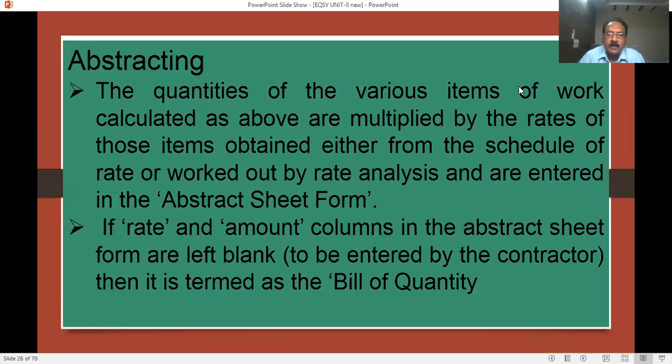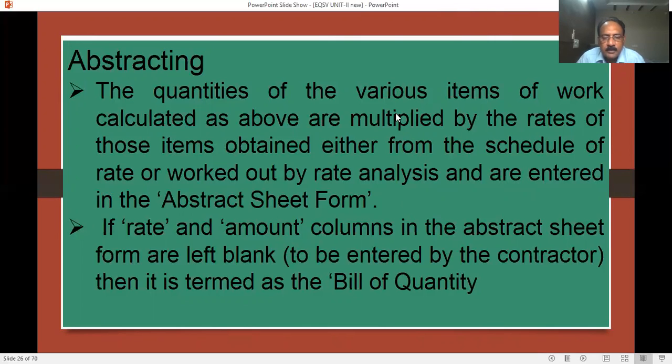In the second one, we have abstracting. What is abstracting? The quantities of various items of the works calculated in the detailed estimation in the previous step are multiplied by the rates of those items, obtained either from the schedule of rates, or worked out by rate analysis, or local rates of the concerned area, and are entered in the abstract sheet form.